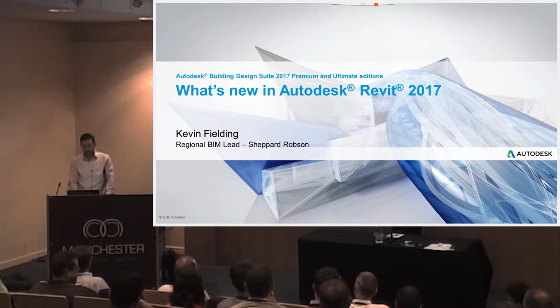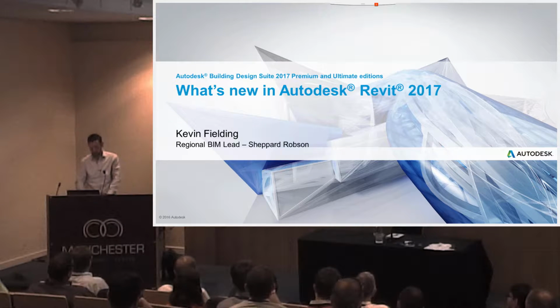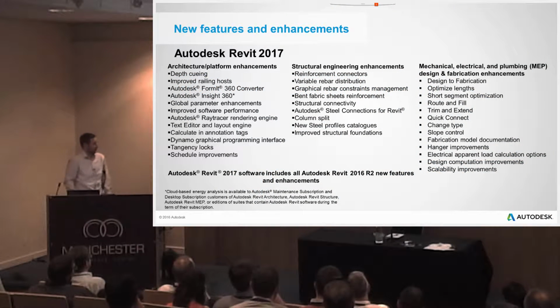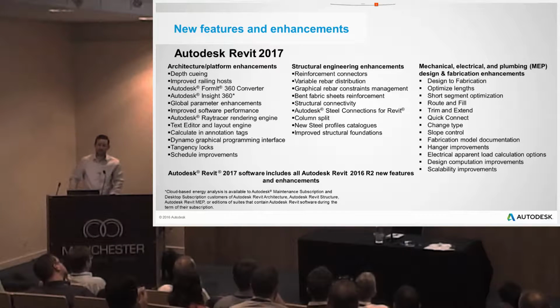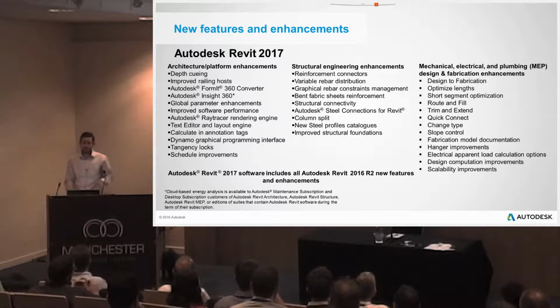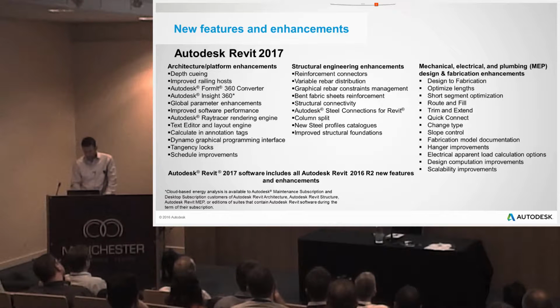Right, so I'm just going to run through these, and I may be able to answer questions on the architecture and to a certain extent some of the structure stuff, but certainly not the MEP stuff. So you're on your own on that one. This is a nice little list of the features that have been added in 2017. Anybody who's used 2016 and the R2 update that was subscription, there's quite a few of the features that have also been included here that I don't think are actually on this list. But instead of me going through all that, we're just going to crack on.